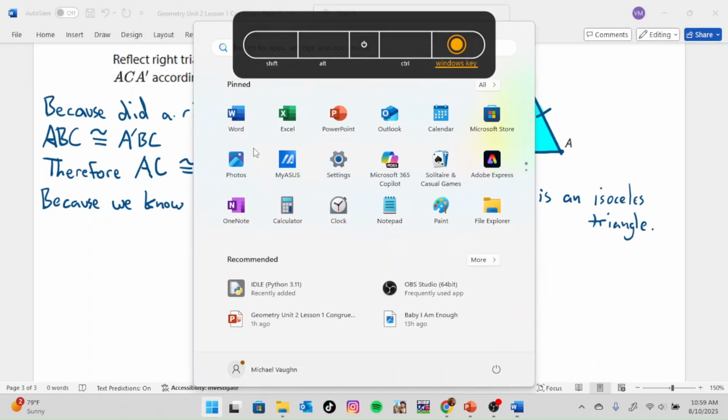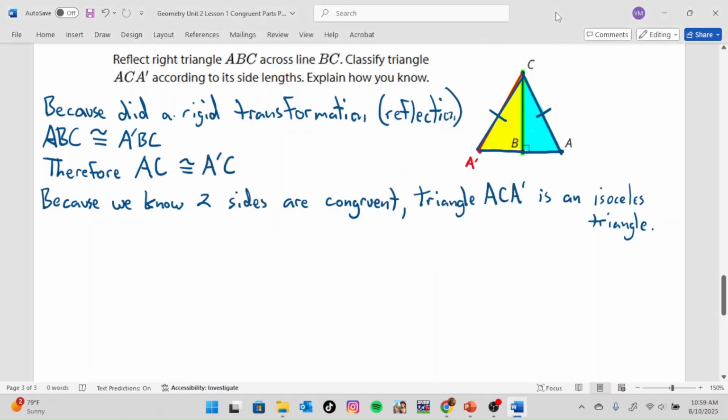So this is how we can make a statement about what we know. We simply go from what information we know for a fact. We know that we did a rigid transformation because we did a reflection. Because we did this rigid transformation, then the blue triangle is congruent to the yellow triangle. Therefore, because those are two congruent triangles, we can say corresponding parts of congruent triangles are also congruent. Therefore, AC is congruent to A prime C. So now that we're looking at the big triangle, if those two sides are congruent, then anytime you have at least two sides that are congruent, you have an isosceles triangle.